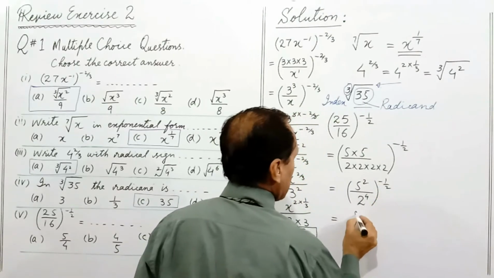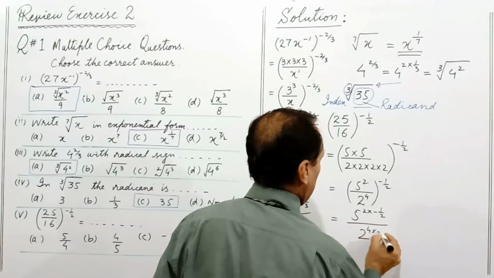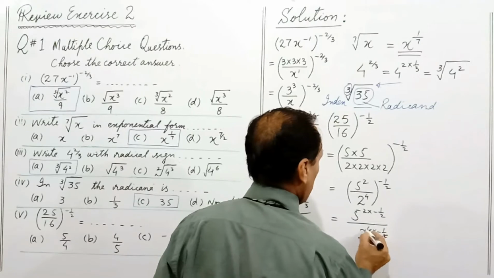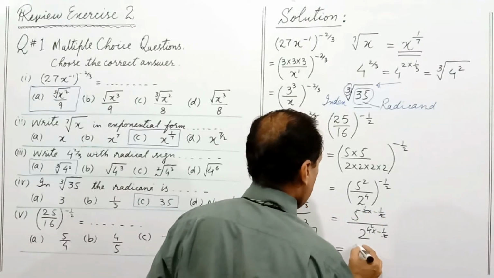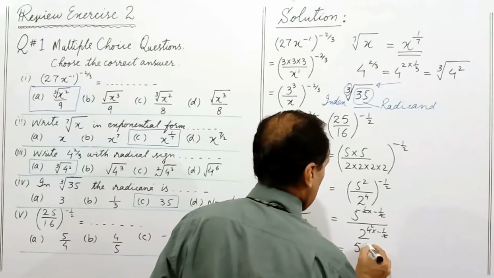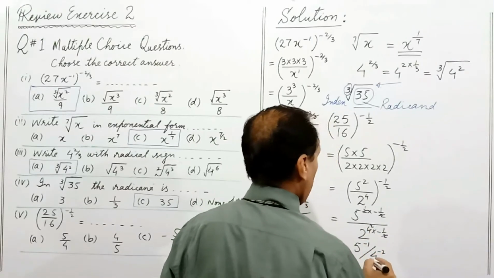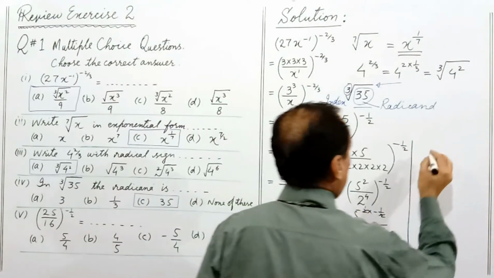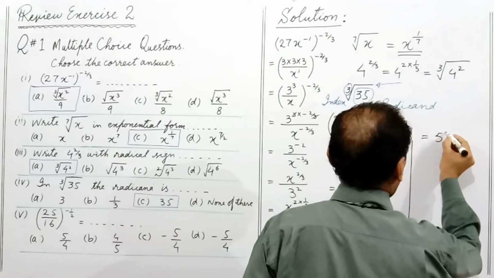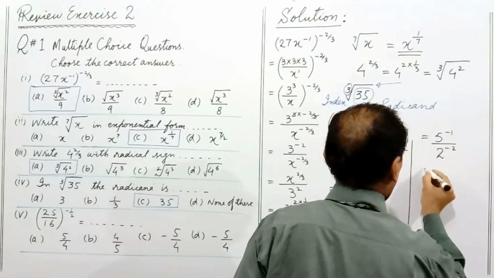We apply the law of power of a fraction. 5 raised to power 2 multiplied by minus 1 by 2, 2 raised to power 4 multiplied by minus 1 by 2. 2 1s are 2, 2 2s are 4, 2 1s are 2, and what we get is 5 raised to power minus 1 divided by 4 raised to power minus 1 2s are minus 2. So what we get over here is 5 raised to power minus 1 divided by 2 raised to power minus 2.